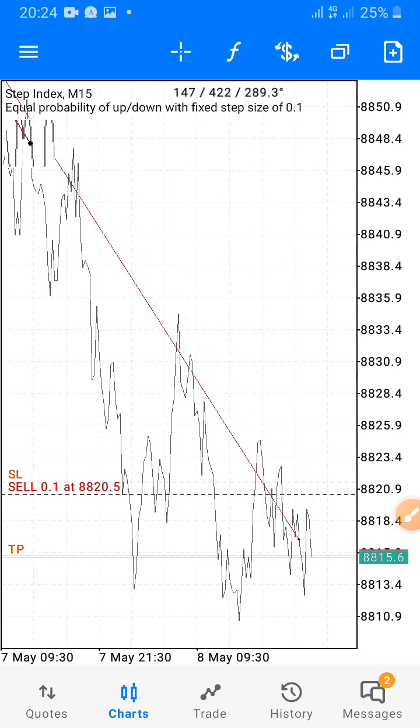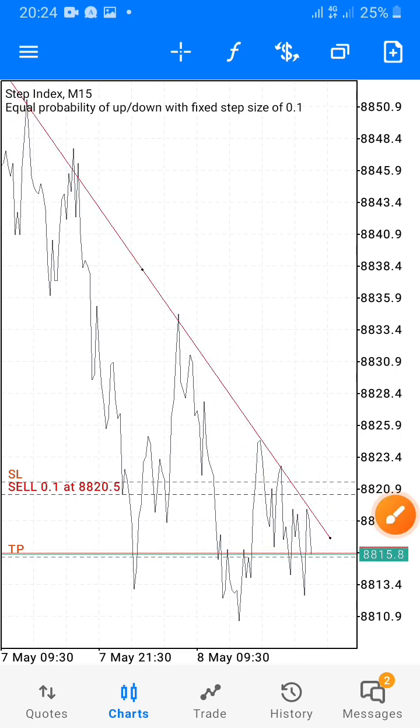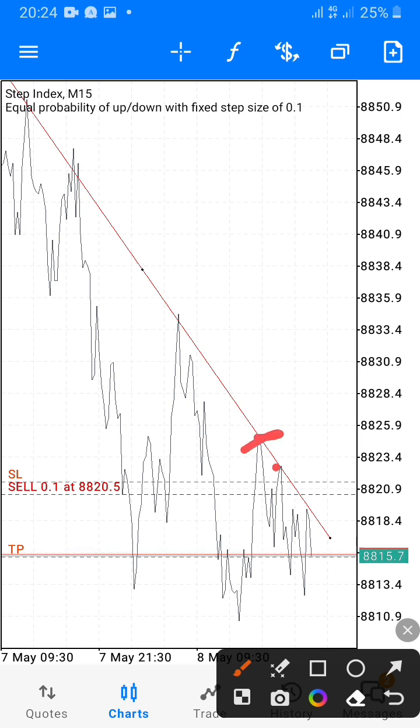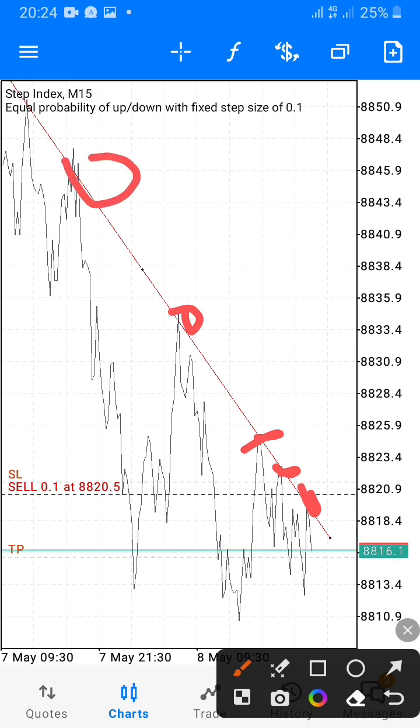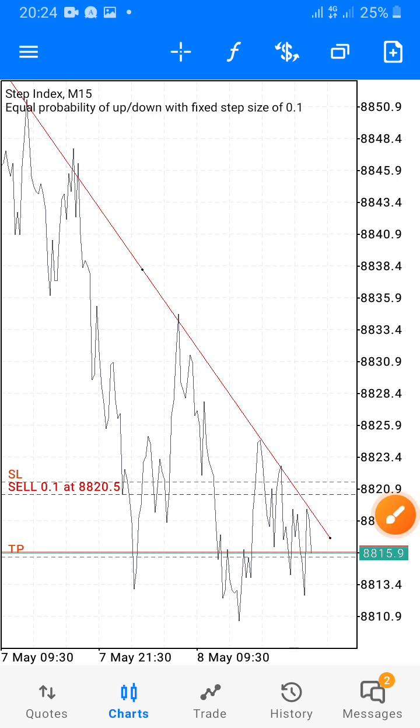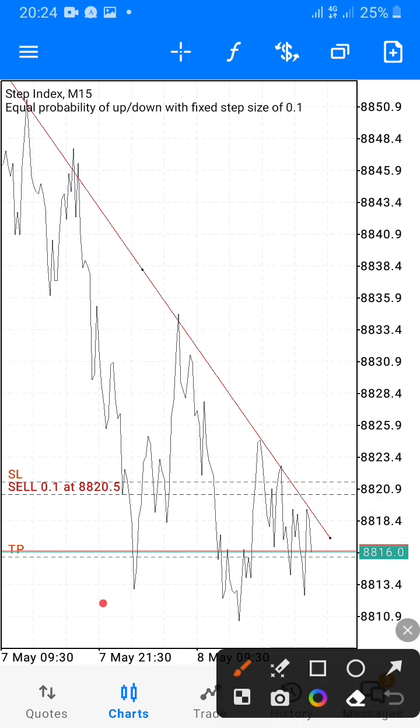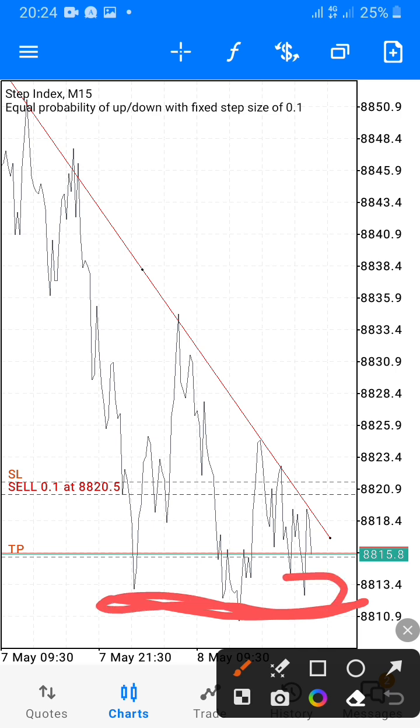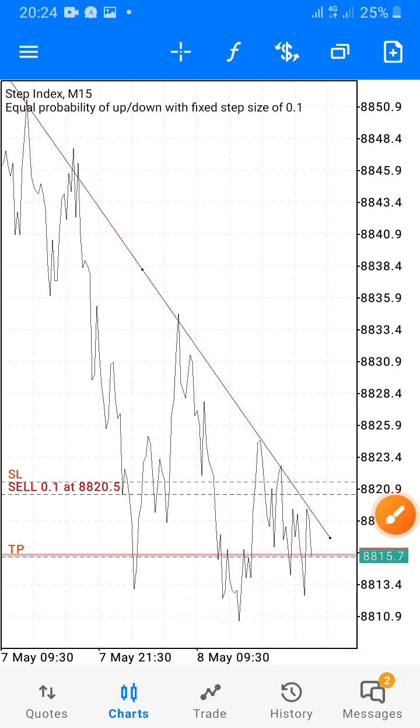All the price had to do was retouch this trend line and then continue on a downtrend. This is just a retouching of the trend line. You don't want to look for buys here. All you're going to do is look for sells, and the price will go down below this, keeping that downtrend.